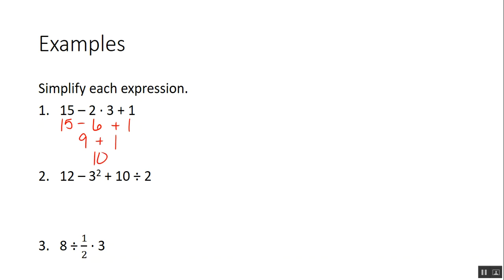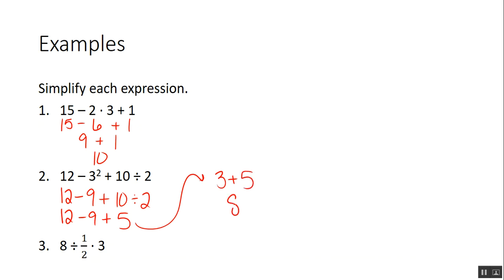In example 2, 12 minus 3 squared plus 10 divided by 2. We don't have any parentheses or brackets or grouping symbols, so we're going to go on to the exponents. So we need to simplify 3 squared, and 3 squared is 9, so it becomes 12 minus 9 plus 10 divided by 2. Now we have subtraction, addition, division. We want to do division next, so 12 minus 9 plus 5. Subtraction and addition, we go left to right, so that is, and I'm just going to move over here, 12 minus 9 is 3, bring down the plus 5, 3 plus 5 is 8.